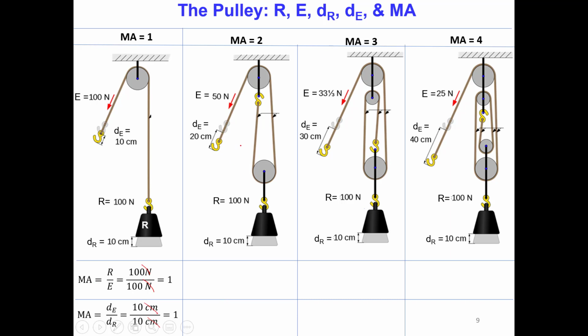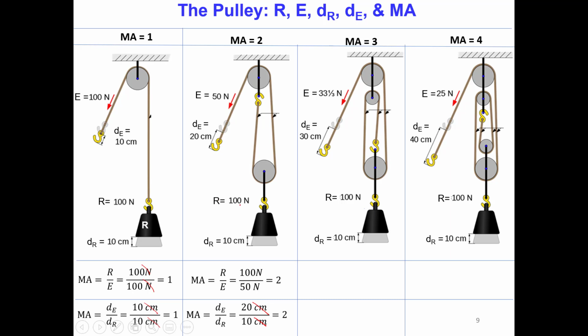Let's see what happened in the second system. We had 2 pulleys, mechanical advantage 2. If we divide the resistance by the effort, we have 100 divided by 50 equals 2. But we can also calculate the mechanical advantage if we divide the distances over which we apply these forces. Then it will be 20 centimeters divided by 10 centimeters, which is 2. Here there is no problem with the units because we are just dividing the same units. If you divide 0.2 by 0.1, you will get the same, 2.